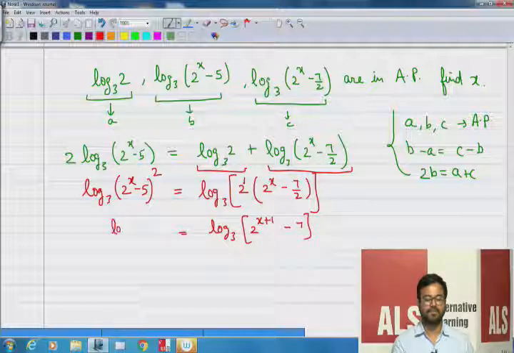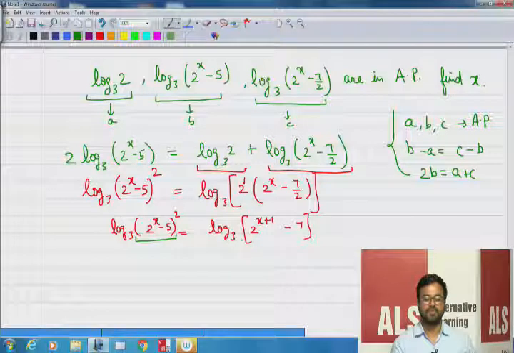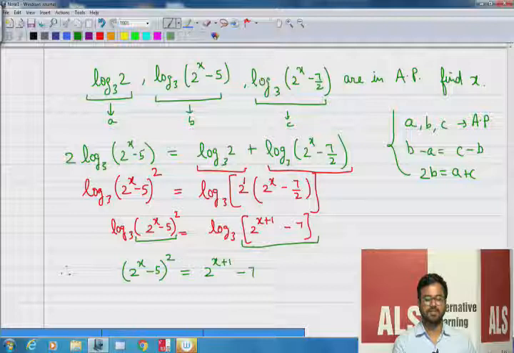On the left hand side again, log of base 3, 2 power x minus 5 whole square. Now you can see there is log on both the sides. So whenever we have log on both sides with the same base and both are equal, we can equate the argument. Argument means the number inside the log, this thing. So we can equate this thing. Therefore, you can say 2 power x minus 5 whole square is equal to 2 power x plus 1 minus 7.